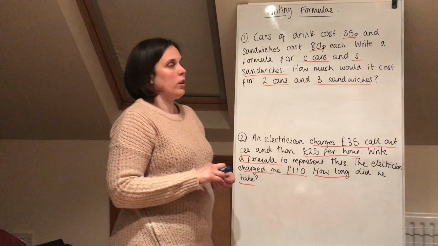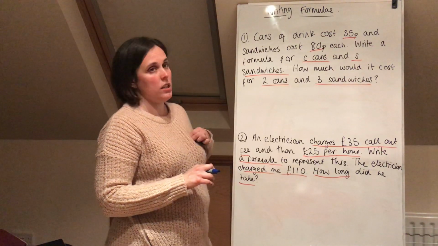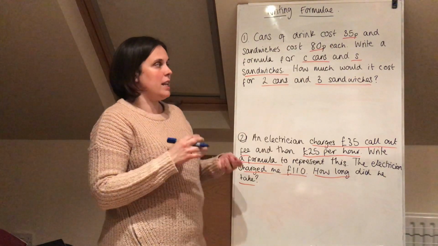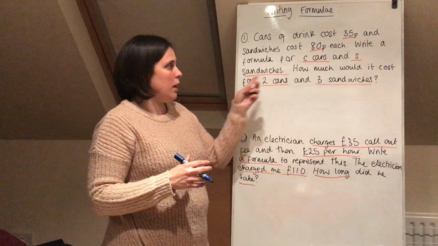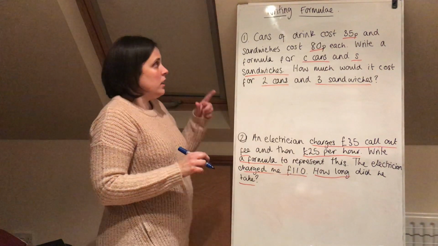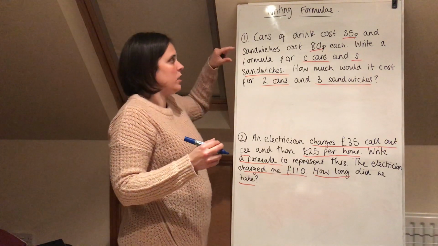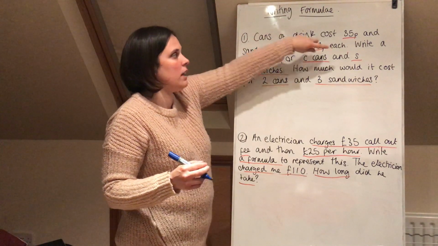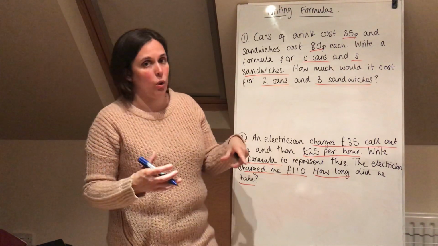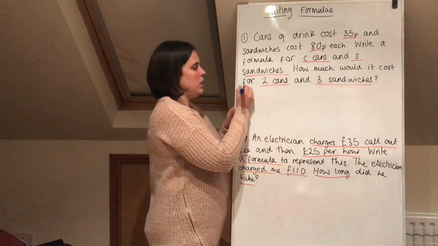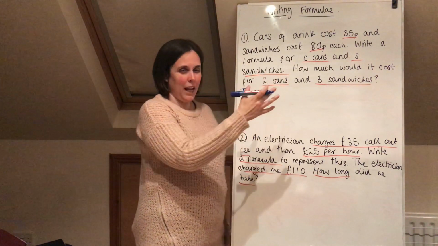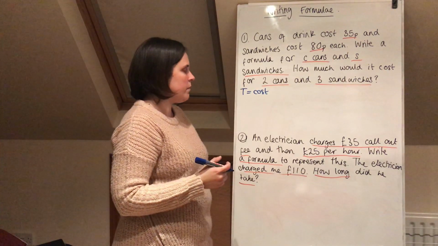So the first question we've got here, we've got cans of drink cost 35p and sandwiches cost 80p each. Write a formula for C cans and S sandwiches, and how much would it cost for 2 cans and 3 sandwiches. So first of all we need to work out the letters. Now we've been given the letters for the cans and the sandwiches, but we've not been given a letter for the total cost. Now I would suggest here that we use T for the cost because we've already got C for cans, so we don't want to confuse the letters.